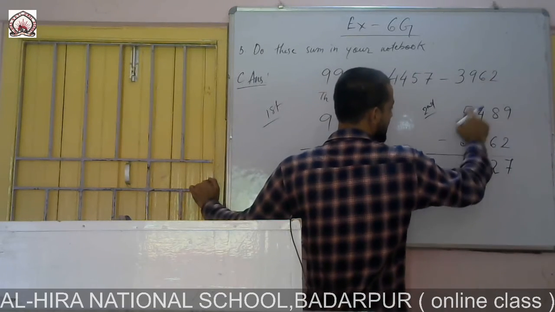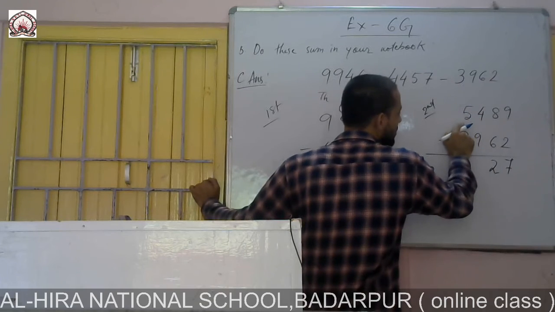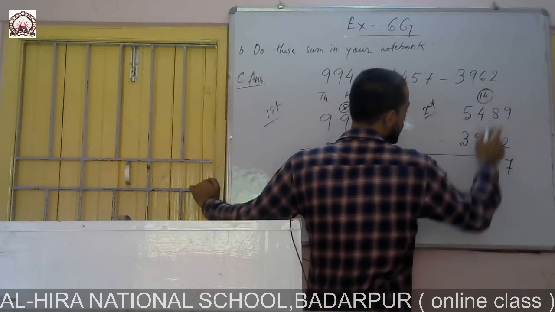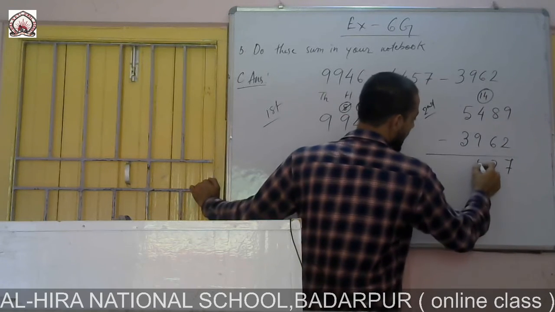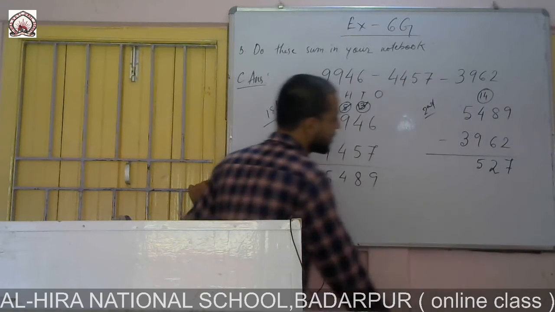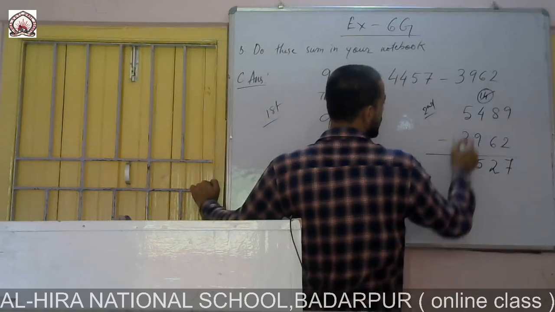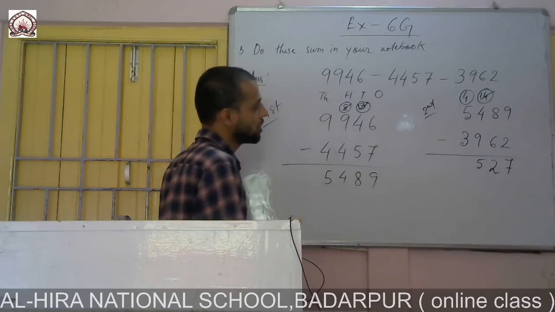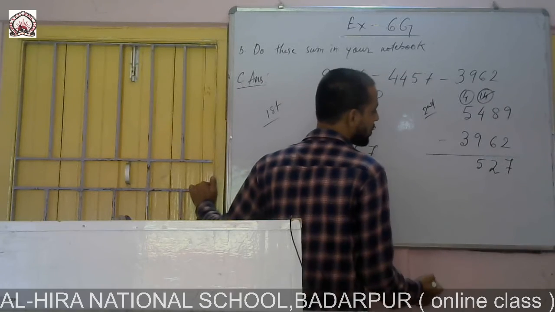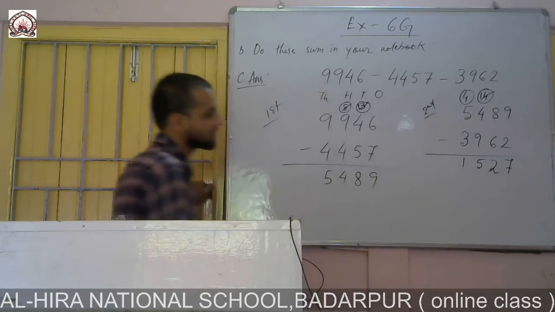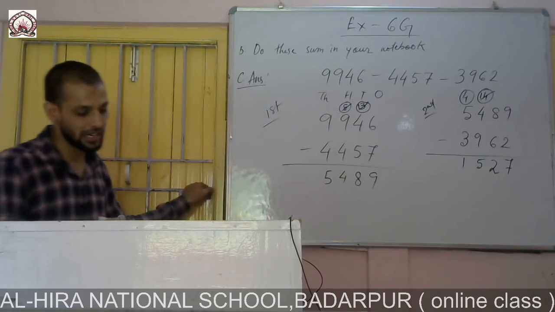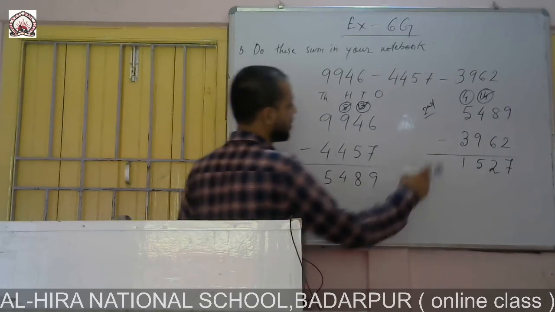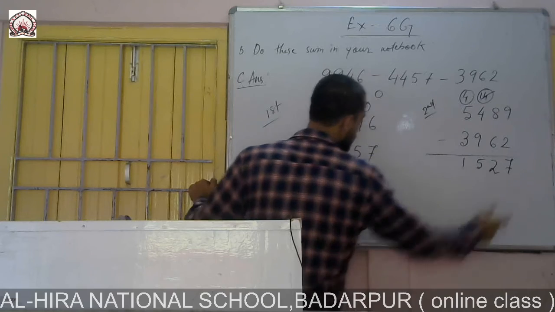Thousands place. So thousands place, that is 5. If we carry 1 from there, we will get here 14. So 14 minus 9 equals 5. So here the digit is 4. So easily we can subtract. If we subtract 3 from 4, we will get 1. So that means the total number of children are 1527.